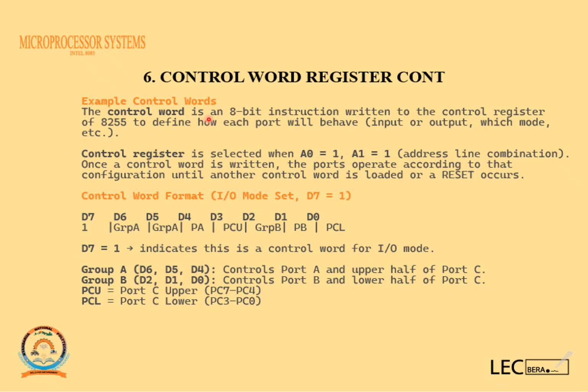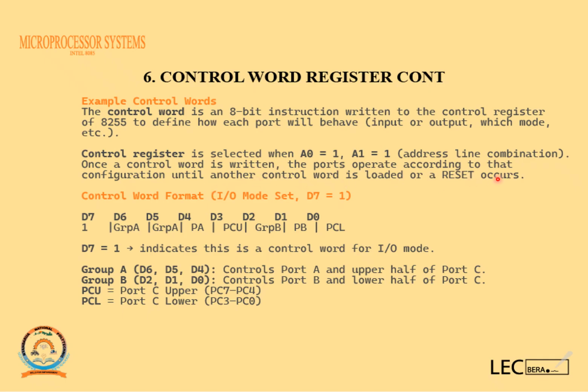So we have an example of a control word, and the control word is an 8-bit instruction written to the control register of 8255 to define how each port will behave, whether input or output, which mode, and so on. The control register is selected when, how do we select the control register? Do we remember our summary? We set A0 to be 1 and A1 to be 1 as the address lines combination. Once a control word is written, the ports operate according to that configuration until another control word is loaded or a reset occurs.